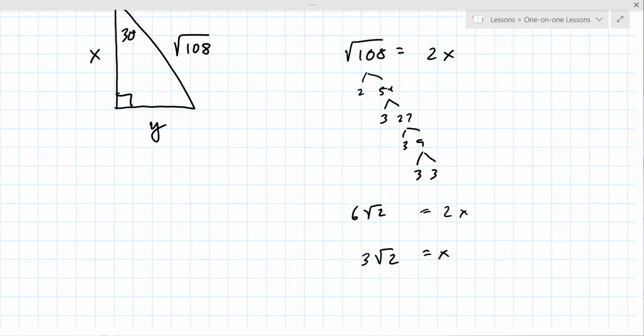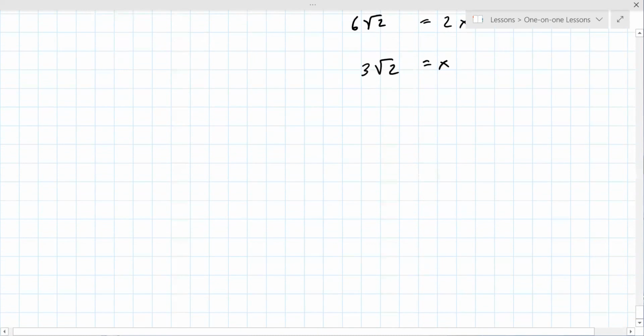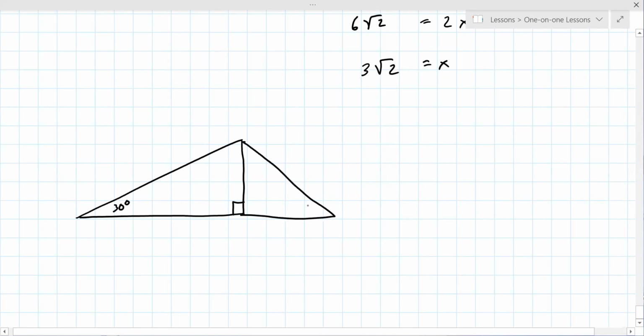Okay, so I got 3√2 is y, and then 3√6 is x. Good. So we can do some things here where we pair the two together. This is a 30, 60, 90, and this is a 45, 45, 90. Yeah, I did one of these problems Friday.